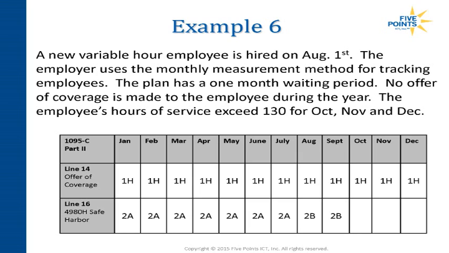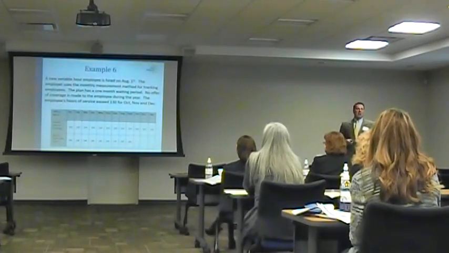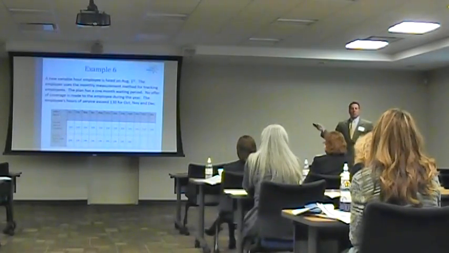Employee is not a full-time employee. It's a part-time employee. The months they were part-time, I'm able to use 2B. They were full-time for 3 months, October, November, December, but I didn't make an offer of benefits to them. So what have I done?